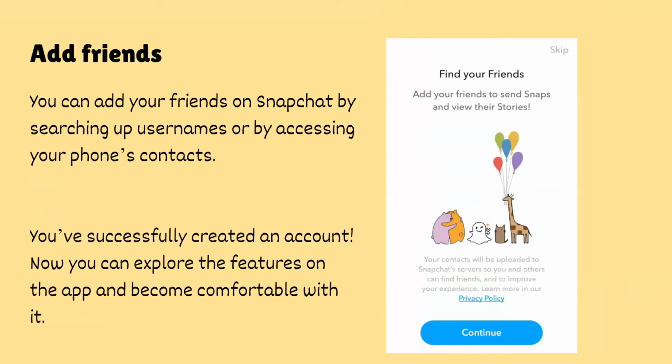Adding friends. You can add your friends on Snapchat by searching up users' names or by accessing your phone's contacts. You successfully created an account. Now you can explore the features on the app and become comfortable with it.